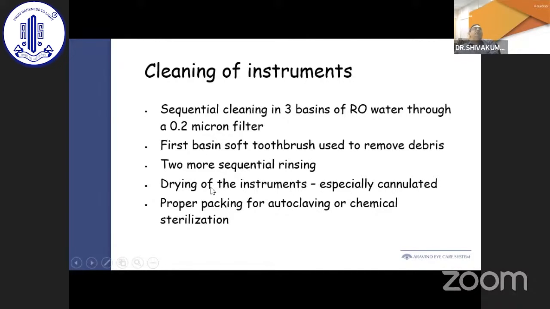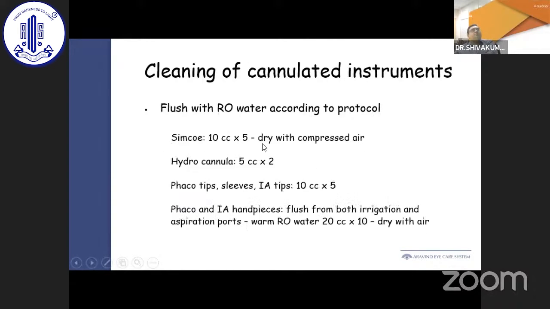Equally important is the drying of the instruments, especially the cannulated ones, because the damp or water-containing cannulae do not get autoclaved or sterilized properly. Also important is the proper packing of these instruments for autoclaving or for chemical sterilization, because if they are too closely or tightly packed, this may not happen properly.